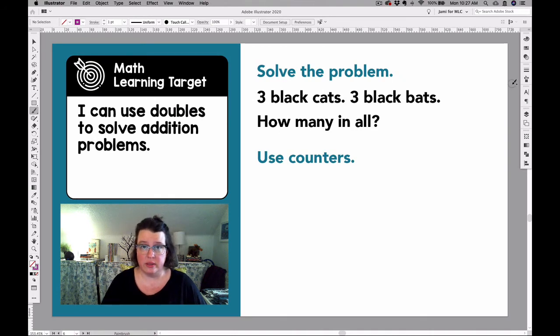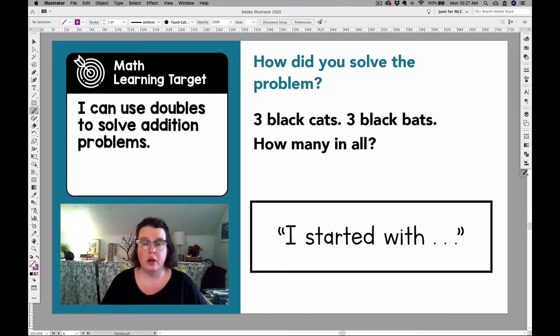All right, my friends, it's time for you to show me what you know. You're going to solve this problem, and you can use your counters, you can use crayons. Whatever you used, be ready to take a picture of it in Seesaw today when we're all done learning. Pause the video and solve the problem. Okay, you solved the problem. Awesome job. Now we have to think about, how did we do it?